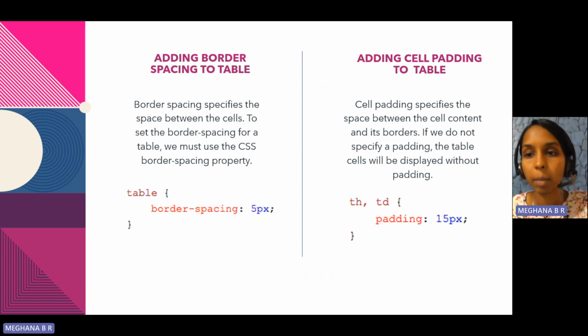Then adding cell padding to the table. Cell padding specifies the space between the cell content and its border. If we do not specify any padding, the table cell will be displayed without padding. That is, there will be no space between the borders and the contents. The syntax for this is th, td and the property padding: 15 pixel.